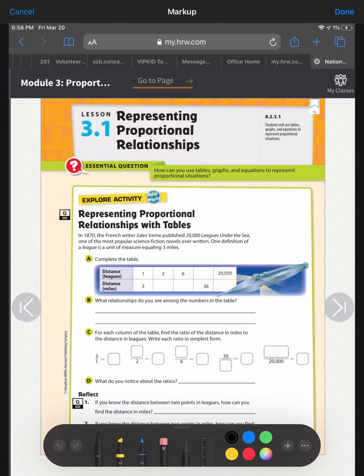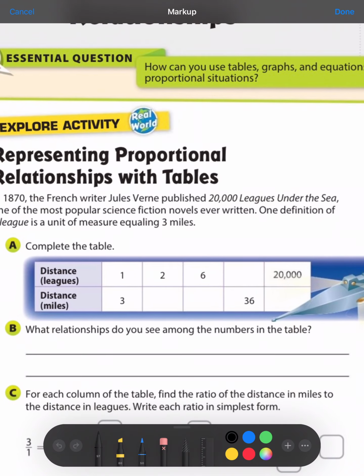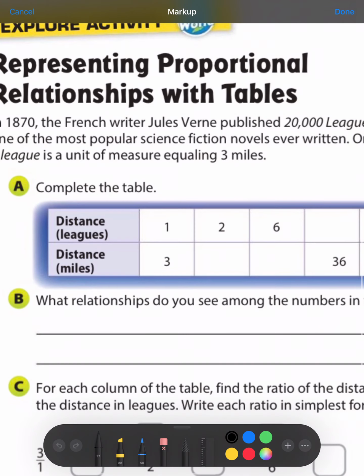Alright, so in representing proportional relationship tables, it says in 1870, the French writer Jules Verne published 20,000 Leagues Under the Sea, one of the most popular science fiction novels ever written. One definition of a league, meaning the unit, is 3 miles. So 1 unit is equal to 3 miles, which is what we have right here. 1 unit, 3 miles.